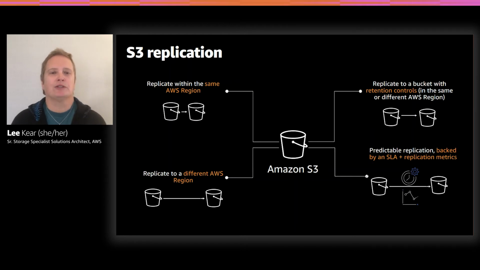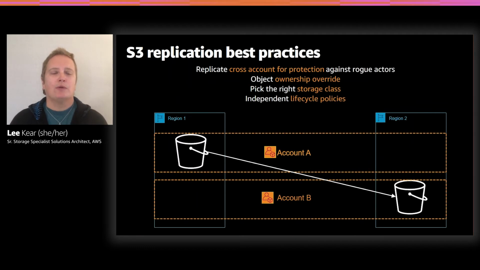So now let's take a closer look at how we can best use the capabilities of S3 replication for our scenario. What we're going to do is take a bucket in region 1 under account A and replicate to region 2 in account B. So this is cross-account replication, and this will protect you against rogue actors. So how does it do that?